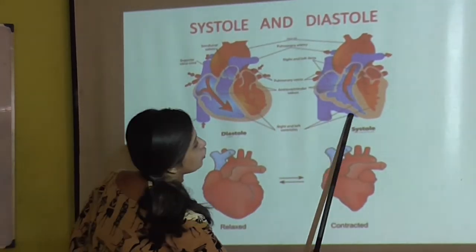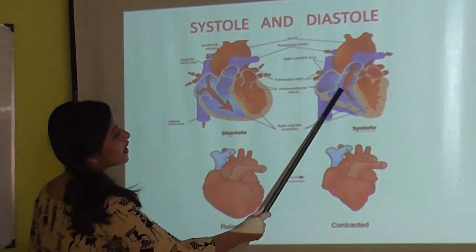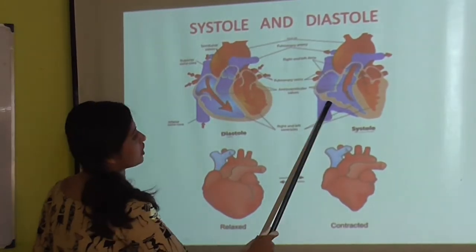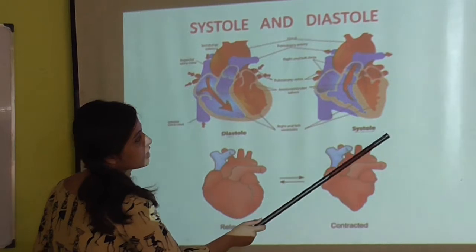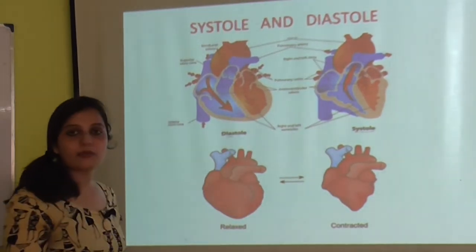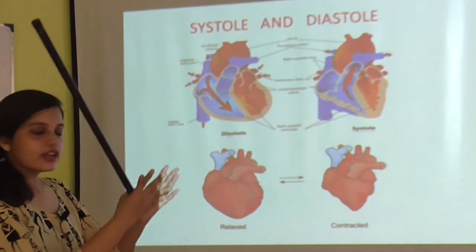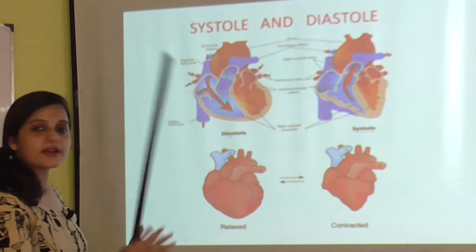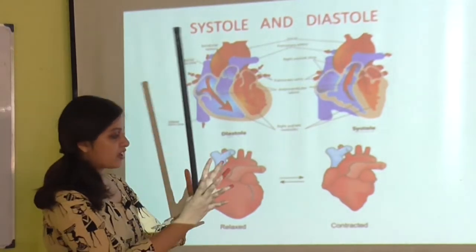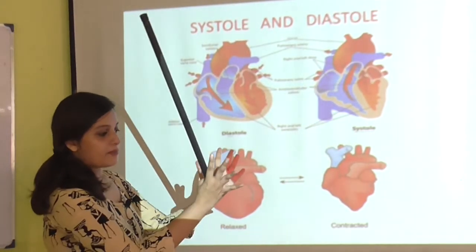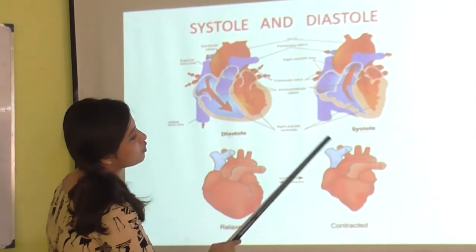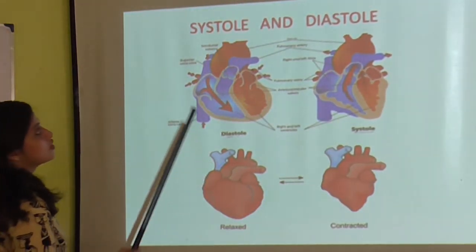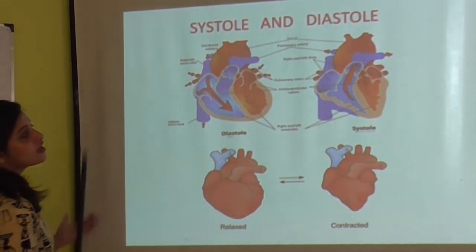When the blood goes from the ventricles to the lungs, or from the left ventricle to the various parts of the body, the blood is going away. So it will become contracted. This term is known as systole.